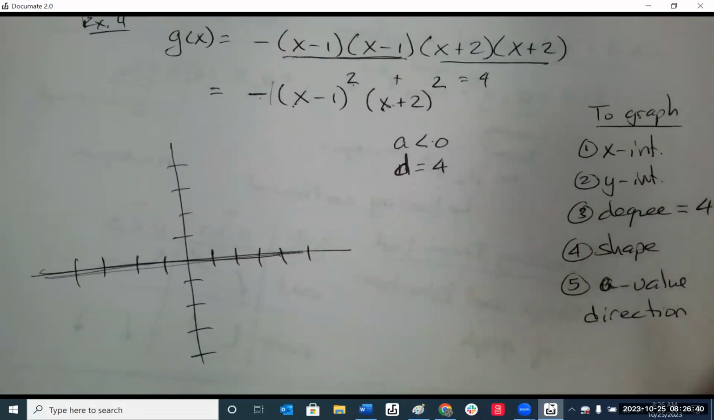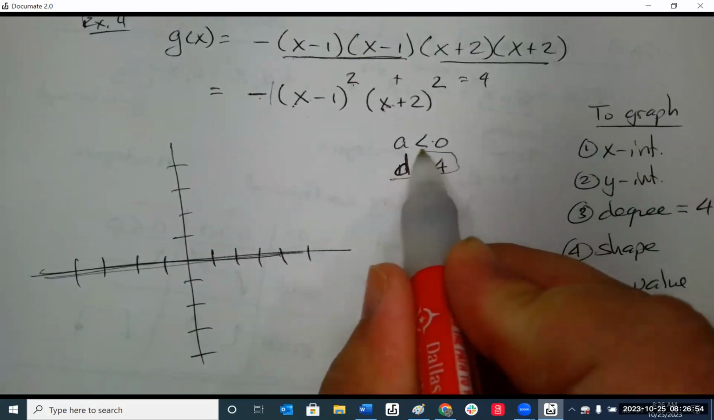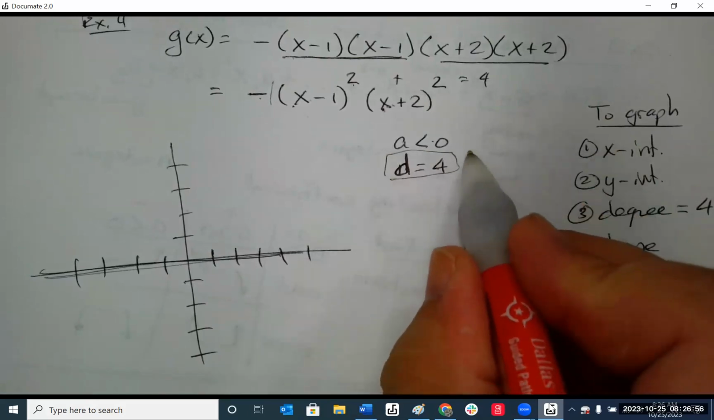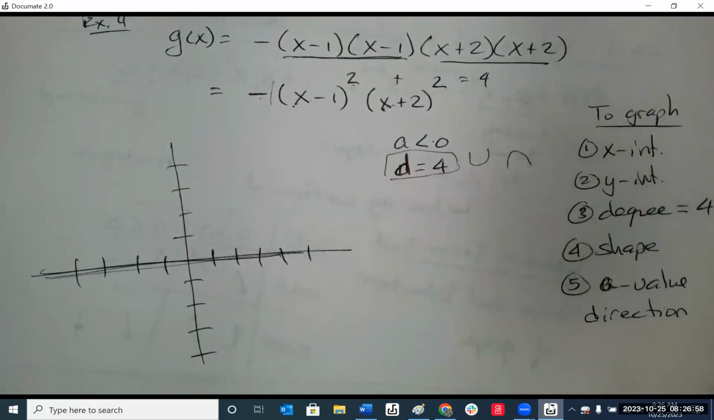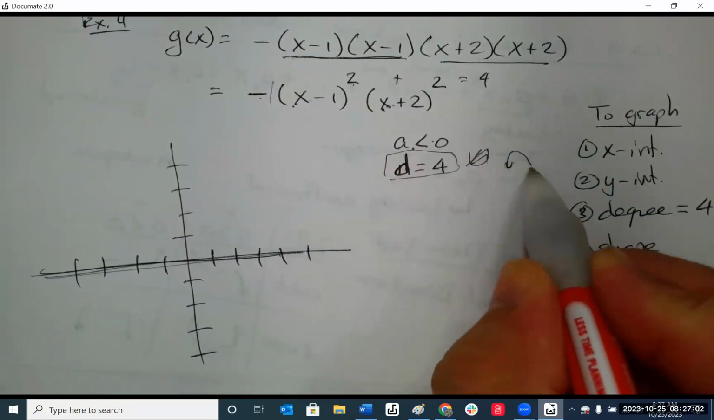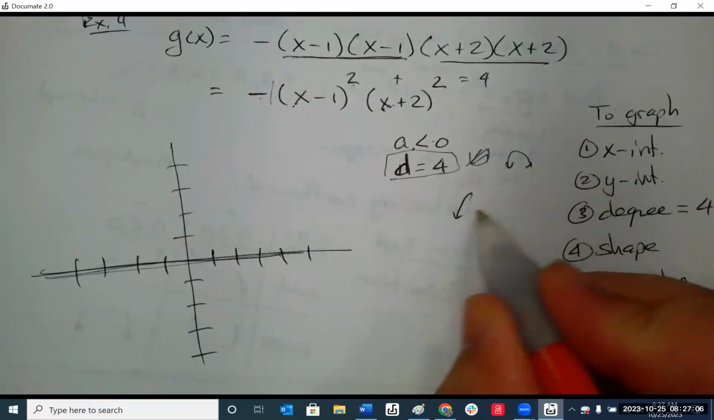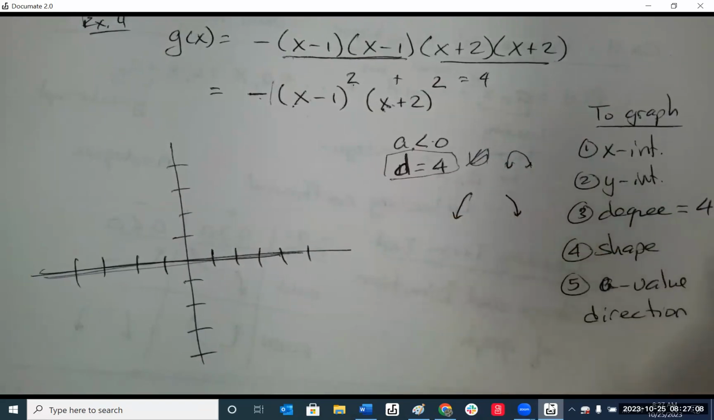So what does that tell us about the graph? Look at your leading term test graph. Since the degree is even, both ends either point up or point down. They point the same direction. Since a is negative, they point down. So all we know from the end behavior is that both directions point down.